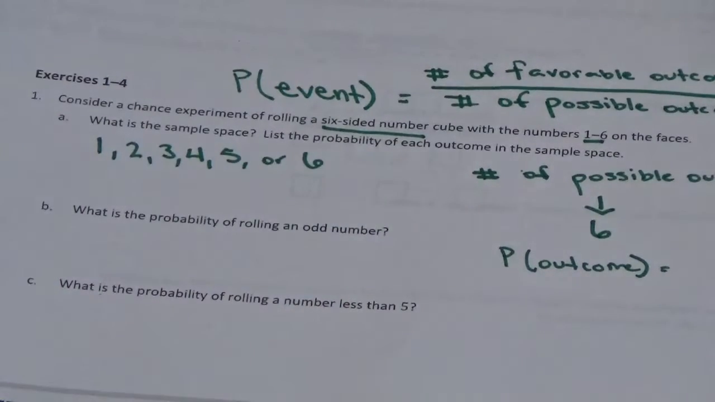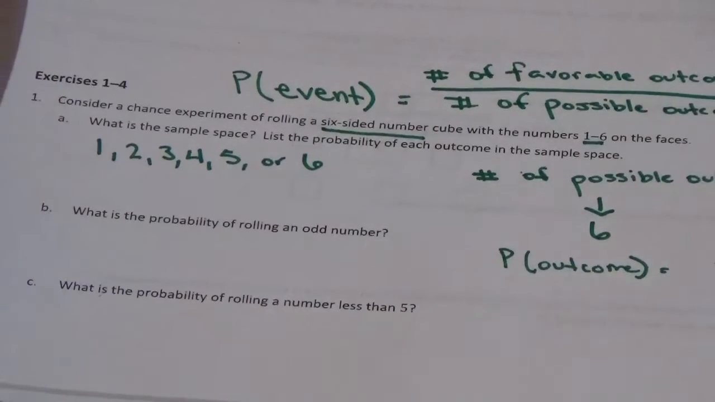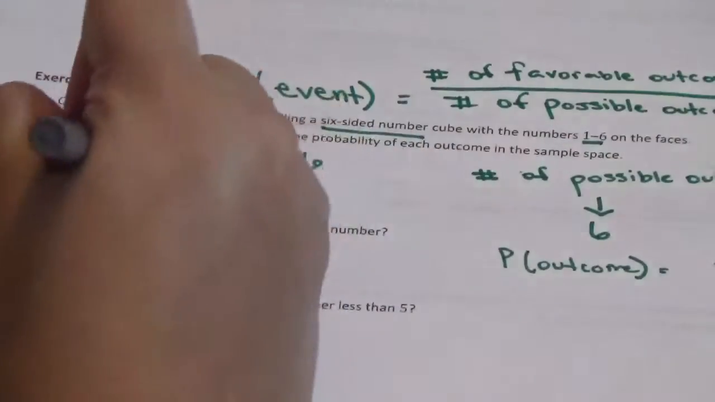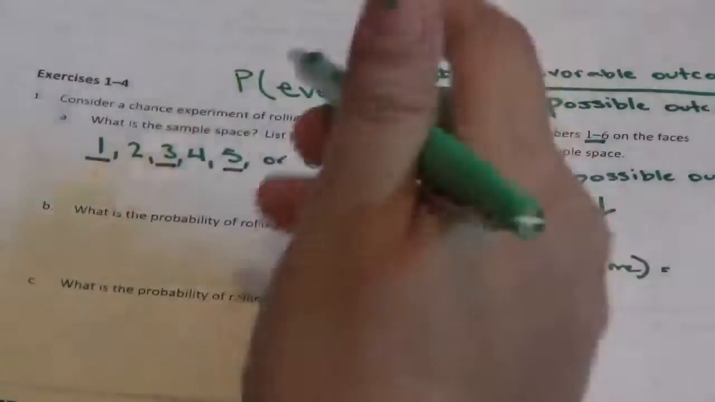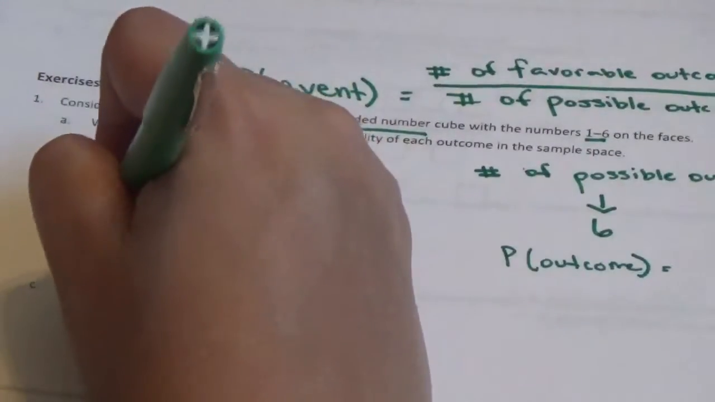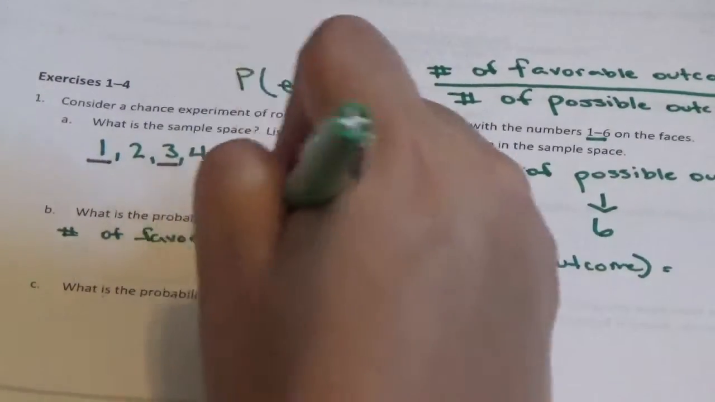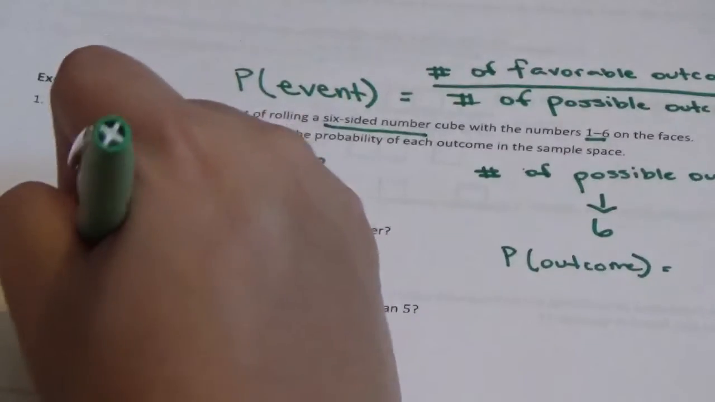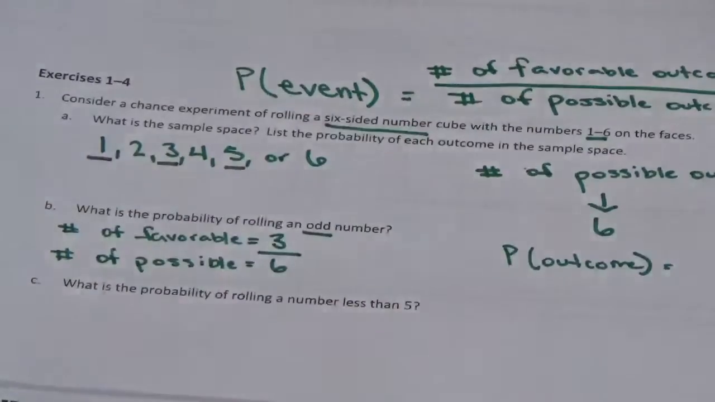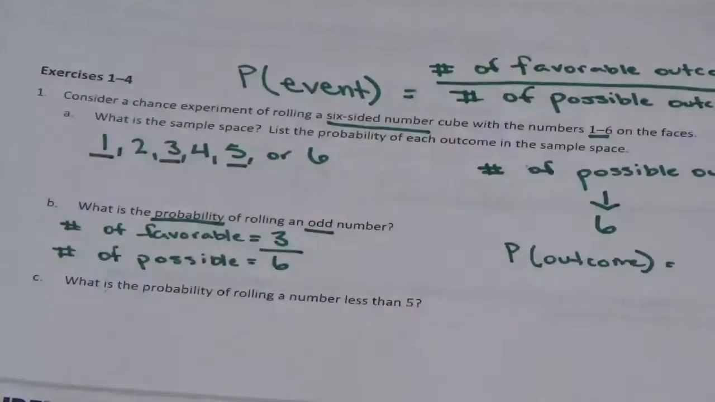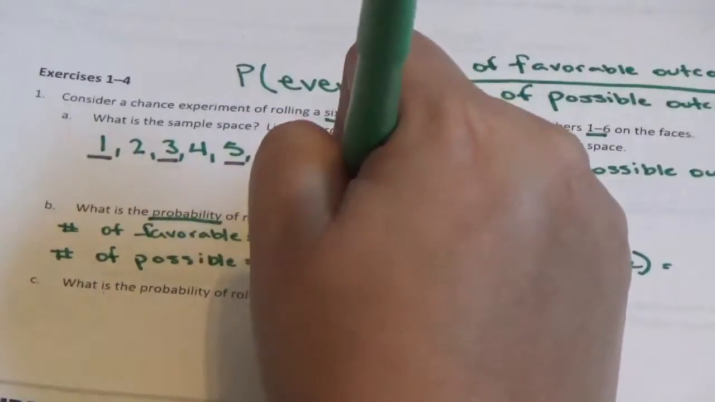Then it says, what is the probability of rolling an odd number? So I know that 1 is an odd number, 3 is an odd number, and 5 is an odd number. So the favorable outcomes is the odd, and that equals 3. And then the number of possible is 6. So the probability there is 3 out of 6. Or, and I've told you this over and over again, you want to simplify to 1/2.